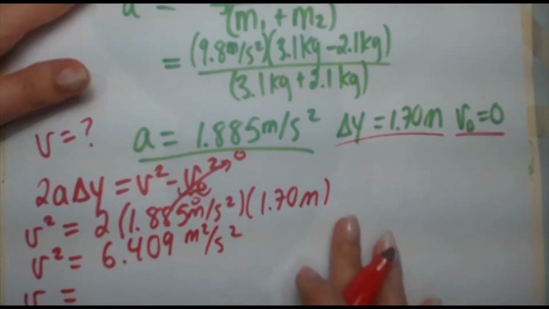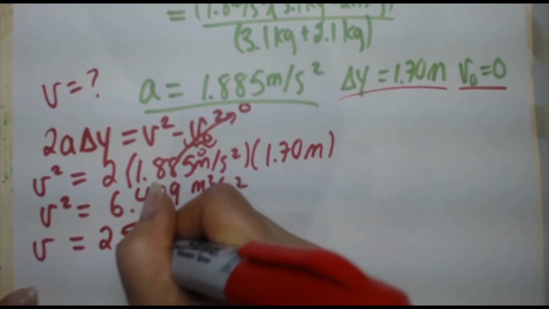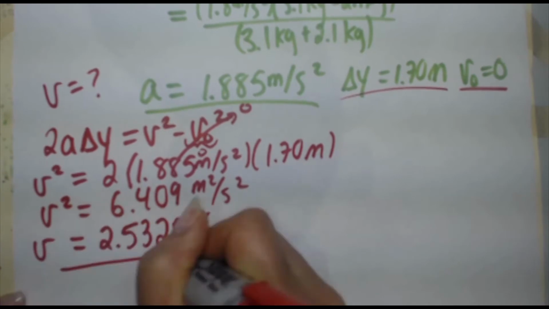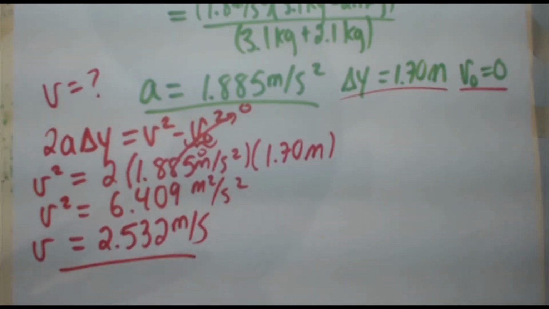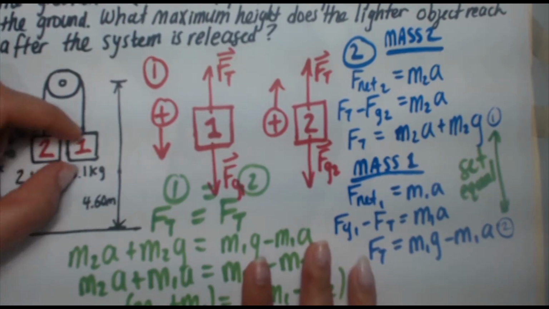Square root both sides, and you're going to get V equals 2.532 meters per second. Okay, all right, so after it's traveled 1.70 meters, at this point, block 1 has hit the ground. It's now traveling at 2.5 meters per second. Now, you might be wondering, okay, what's the next part in this problem? What's the next step? All right, so let's take a look. This hit the ground.